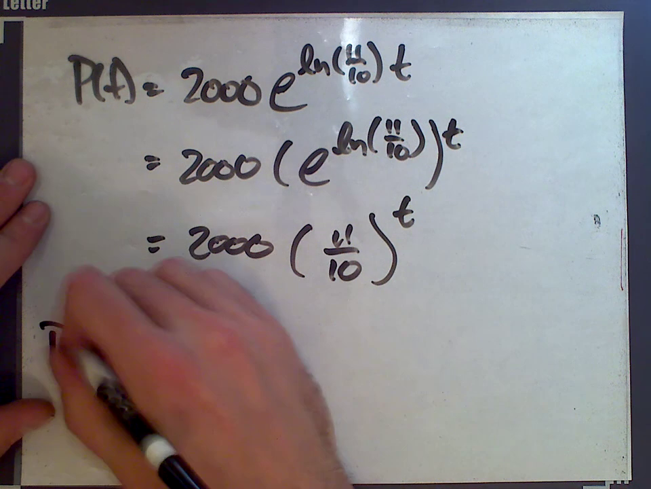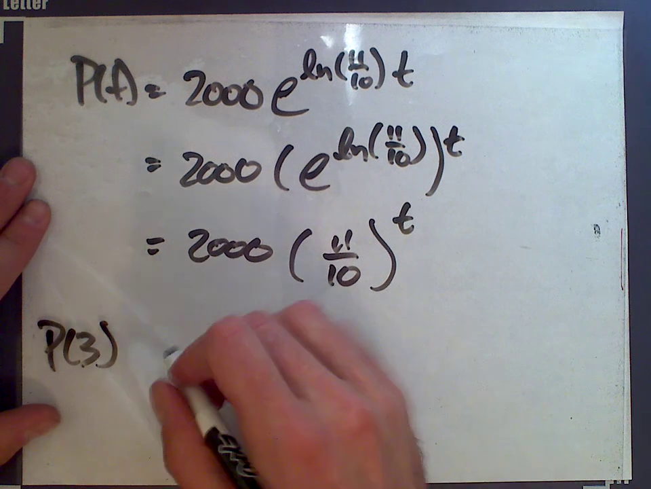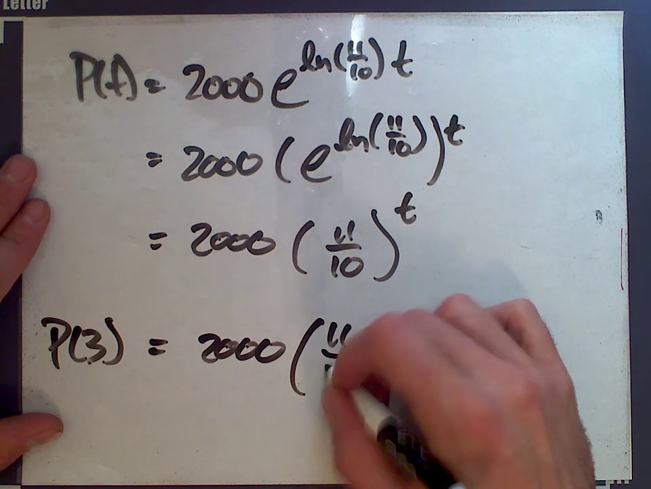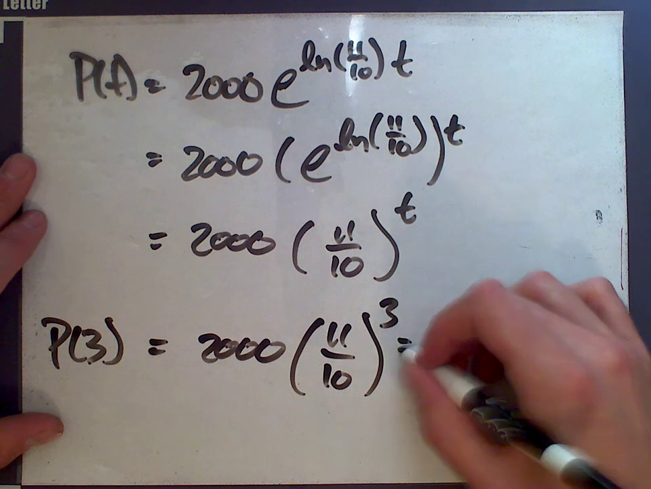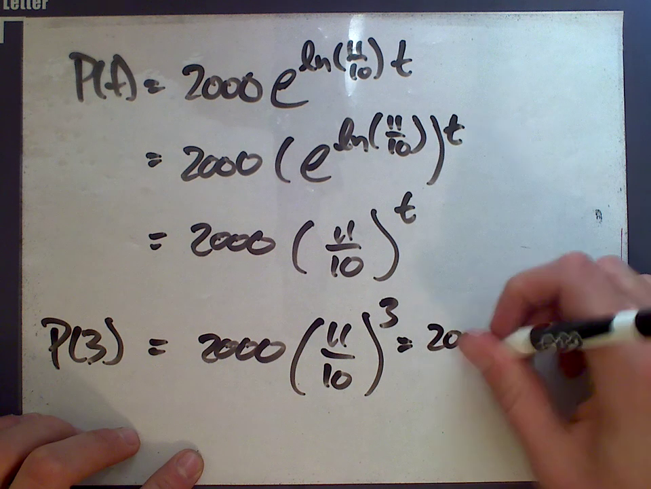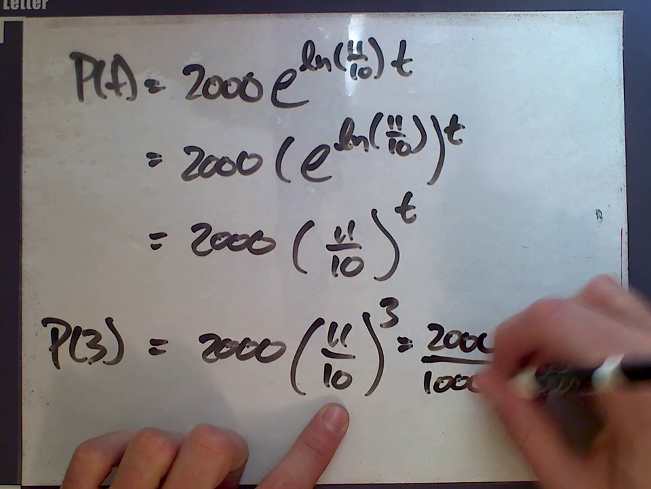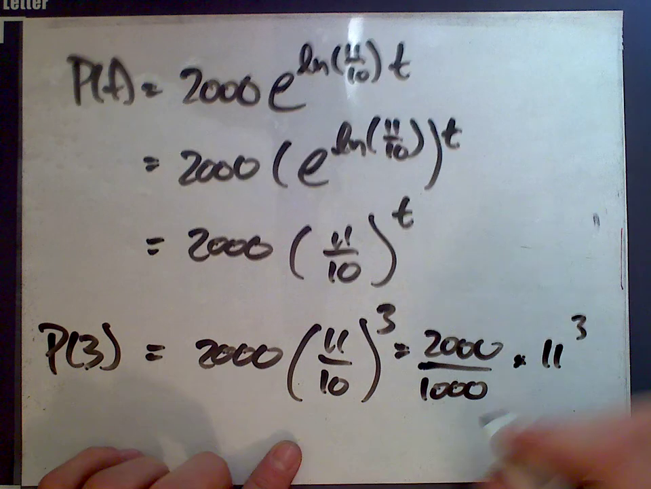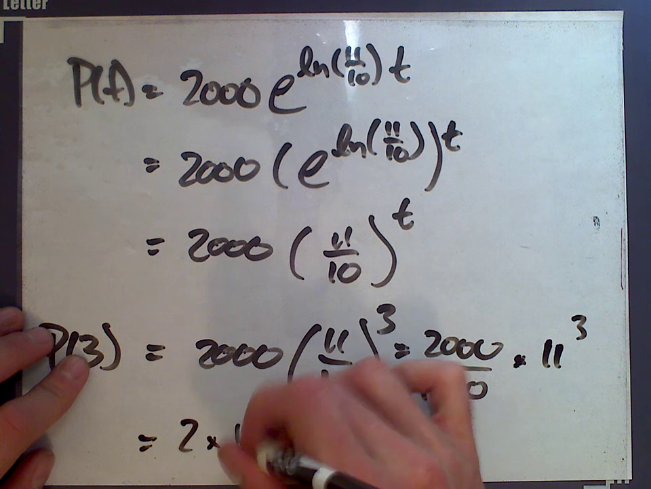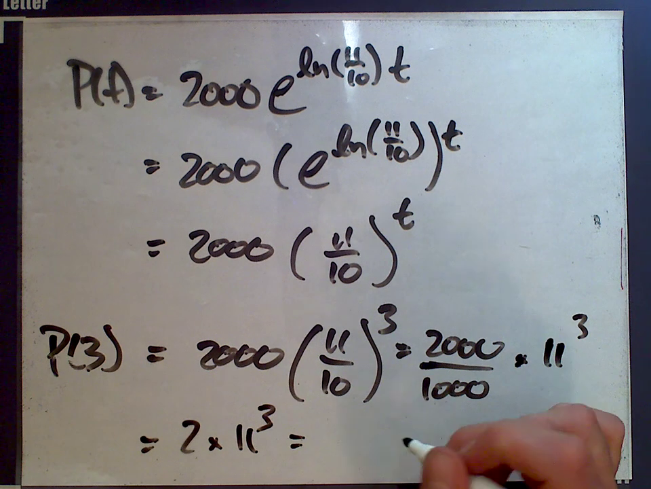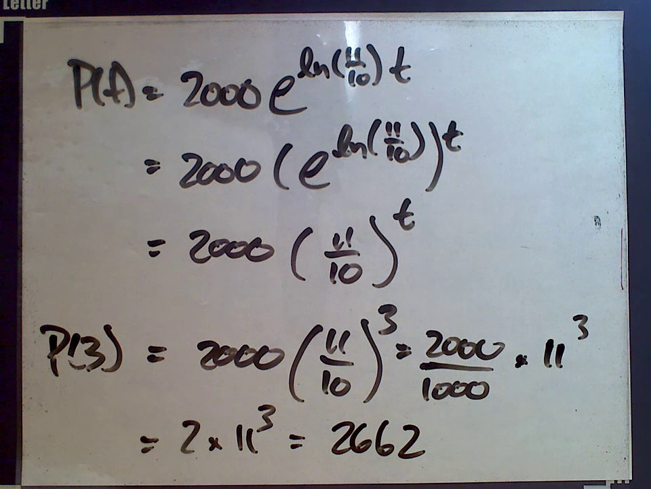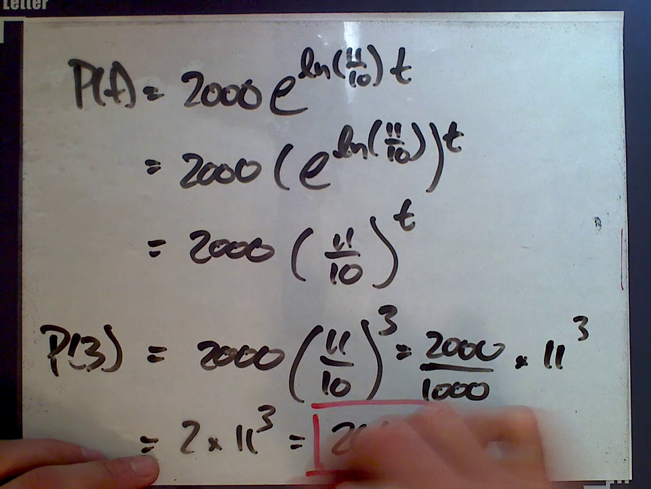Okay, and the question asks for the population at 3. So this is P of 3, which is 2,000 times 11 over 10 to the power of 3, which is 2,000 times 11 to the power of 3 over 10 to the power of 3, which is 1,000. So we end up with 2 times 11 to the power of 3, which if you calculate it ends up to be 2662. Okay, and that's the solution and answer to question number 11.